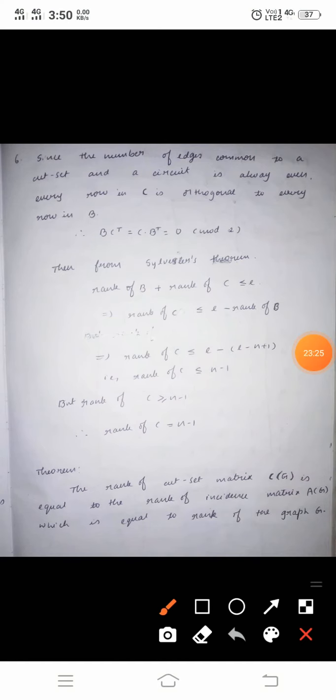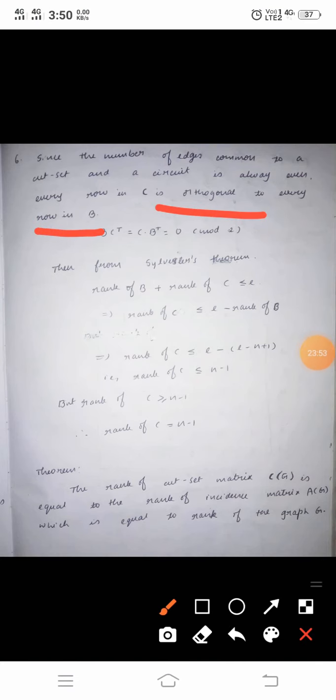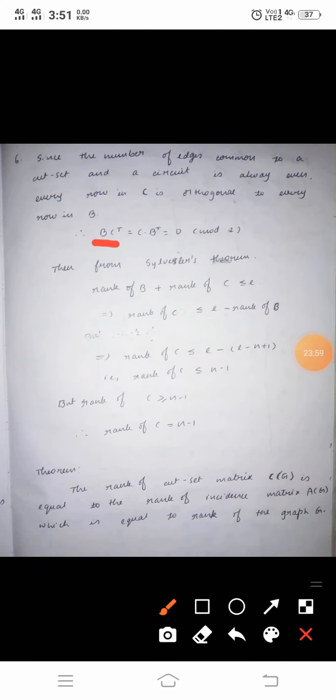The number of edges common to a cut set and a circuit is always even, as we have seen after defining the cut set. So every row in C is orthogonal to every row in B. Therefore, A, B and C are orthogonal to each other. Then we can apply Sylvester's theorem for B and C. What is Sylvester's theorem?